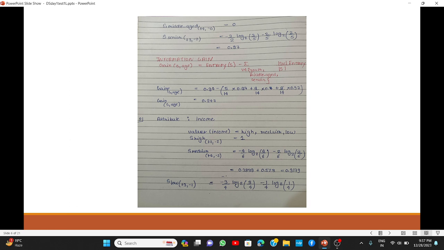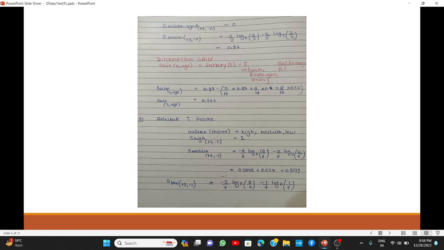Now, we can calculate information gain by using the entropy of the whole dataset minus the entropy of the particular attribute's partitions. So the information gain for the age attribute is 0.247.